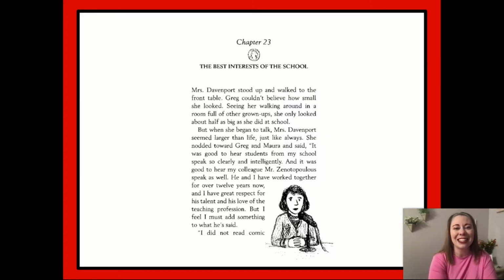We are going to go ahead and get started with reading chapter 23 today. Make sure that you are following along and listening with attention, so that you can do your best on your assignments today. Chapter 23 is called The Best Interests of the School. So it starts off here. Mrs. Davenport stood up and walked to the front table, because remember, they're at the school committee meeting.